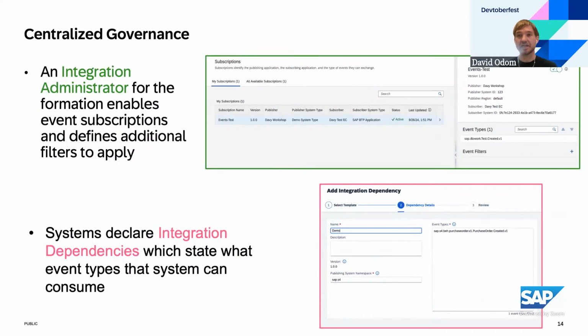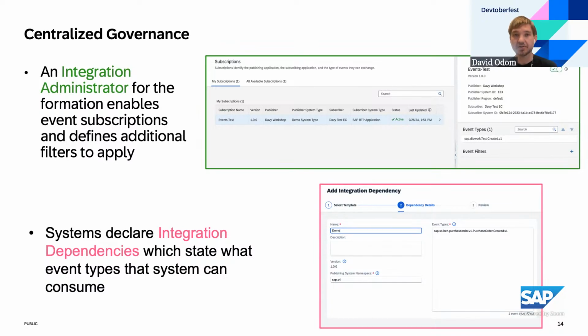And then last slide before we head into the demo, some other aspects of this centralized governance and how this actually works. So once you've created a formation, the next step is the integration administrator needs to go in and actually enable some of the available subscriptions. So here we see in the green box this SAP Cloud Application Event Hub UI, and we see one subscription enabled. And in this sample formation, there happened to only be one available subscription.